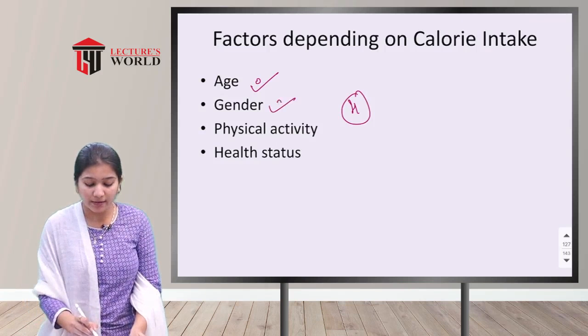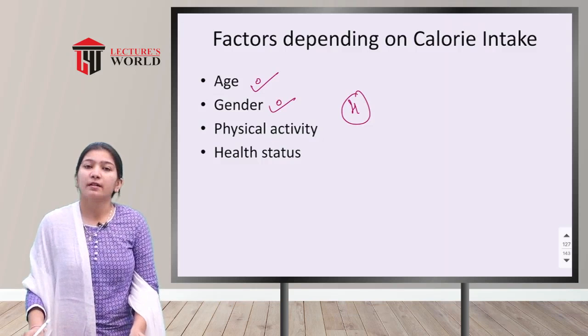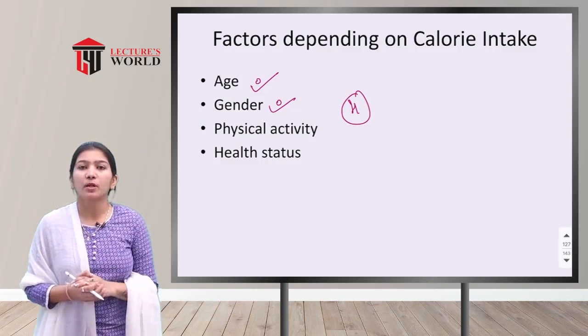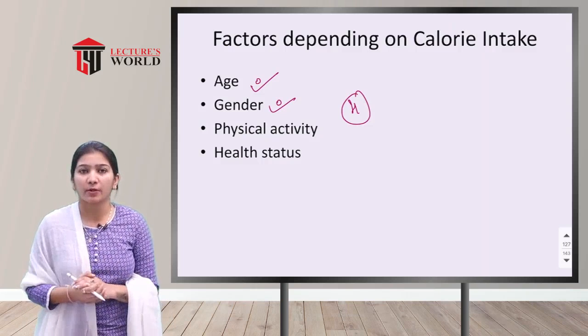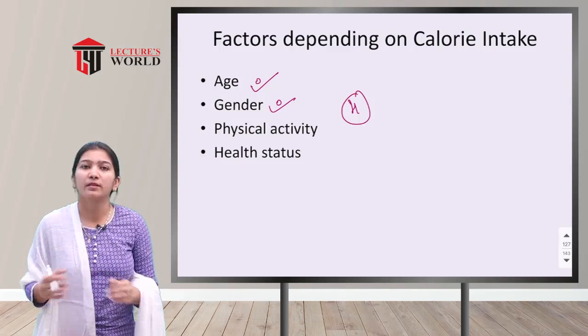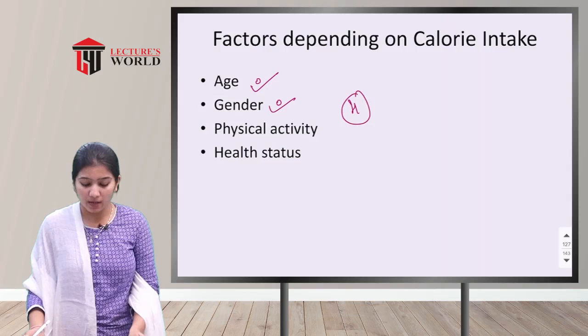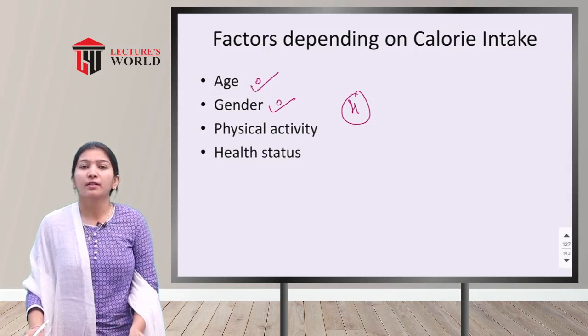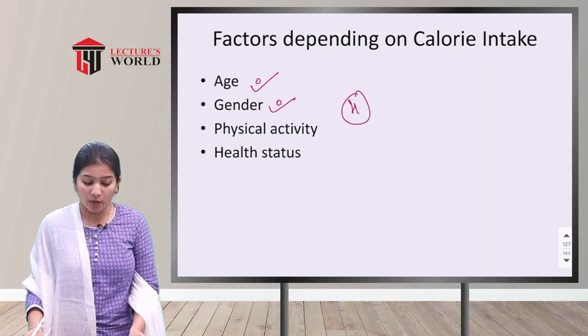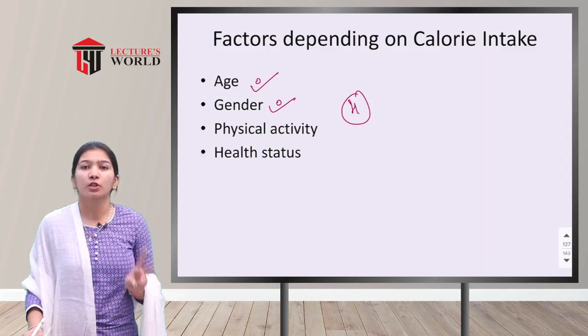Another factor is gender, that means males and females. Males have more muscular activity and do more work, spending more of their life in their occupational status. Because of that, males have a higher calorie requirement in comparison to females. But in females, during pregnancy and during the lactation period, the calorie requirement will be higher than in males. So in gender, you need to remember two things.